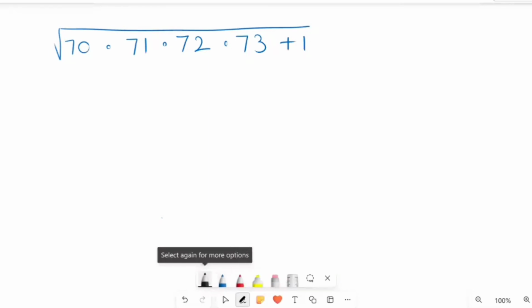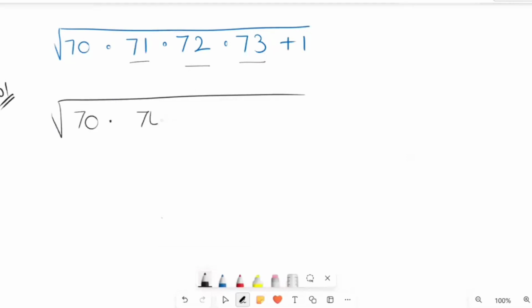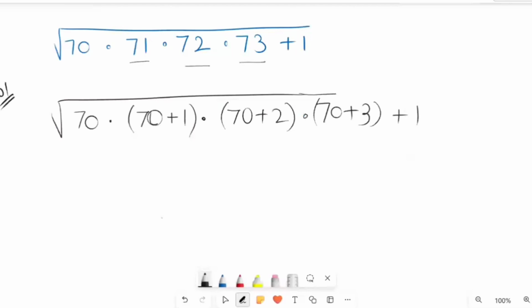Let's start our solution. In the first step, I'm going to split 71, 72, and 73 in this form. Root of 70 times (70 plus 1) times (70 plus 2) times (70 plus 3) plus 1. Here we have 70 common in each term.